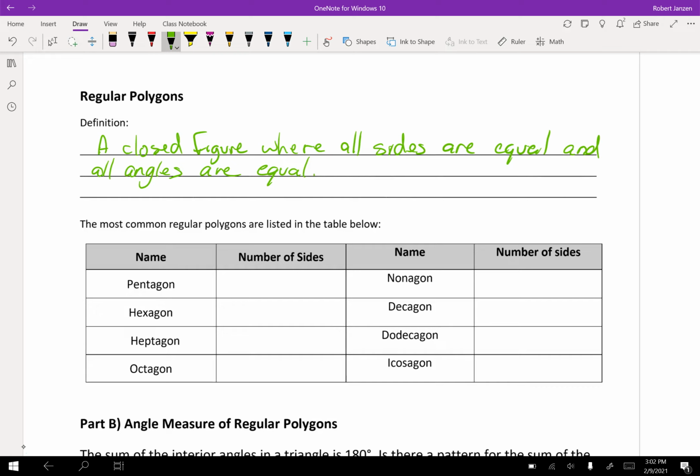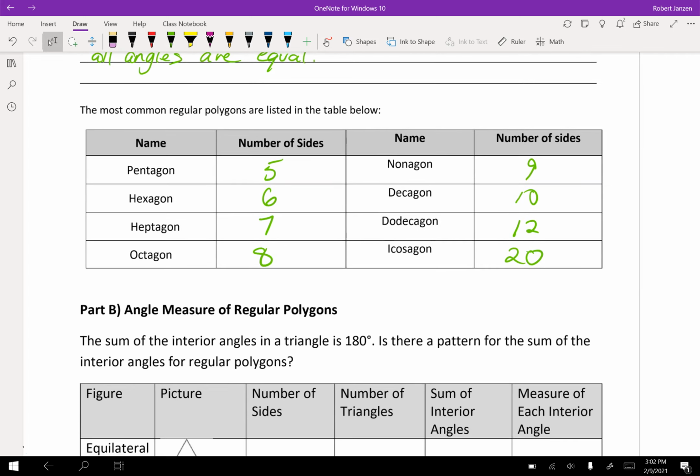Okay, so let's go through this pretty quickly. We'll just do this in order. Pentagon is 5 sides, hexagon 6, heptagon 7, octagon 8, and we have 9, 10, and this is not in order now. Dodecagon, this is 12, and I don't even know if I can say this one. Icosagon, there's 20. I don't think you're ever going to need that. That's maybe more for your information.